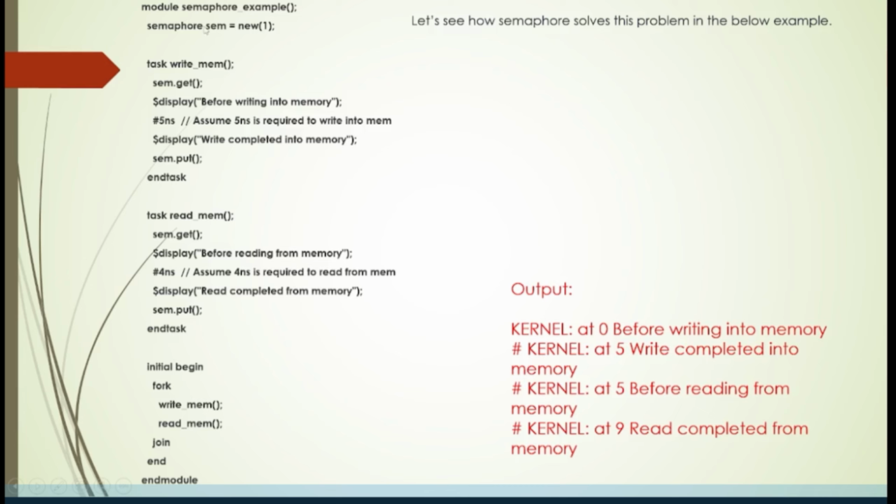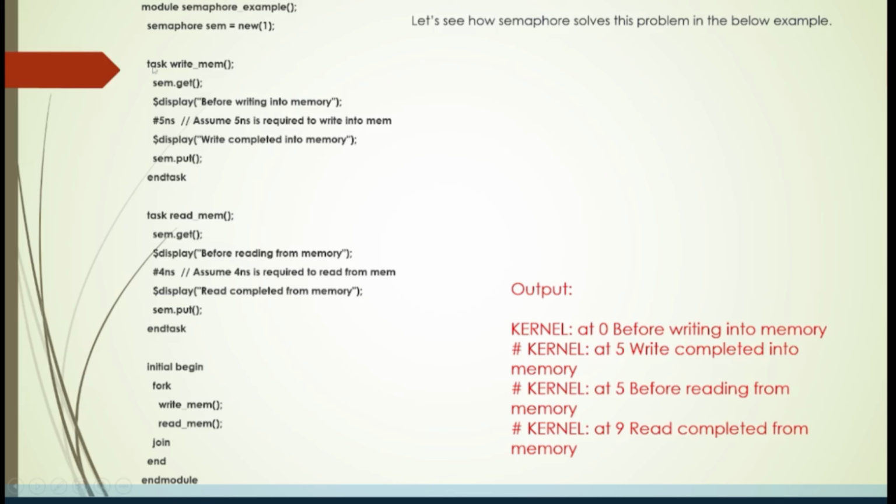Now if you see here, semaphore, as you already know, will be created by using new. Semaphore with its name sem equal to new of, I have taken only one key. You can take any number of keys you want, but I have created only one key here. New means for creating the key. So I have created only one key.